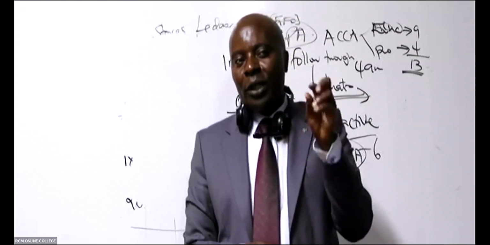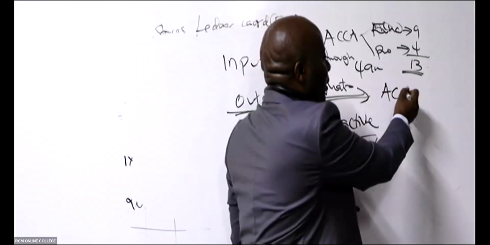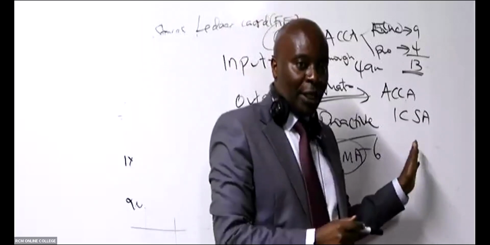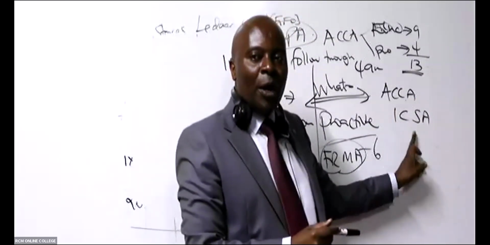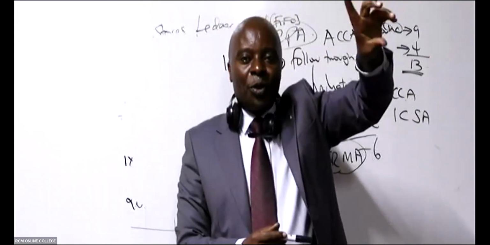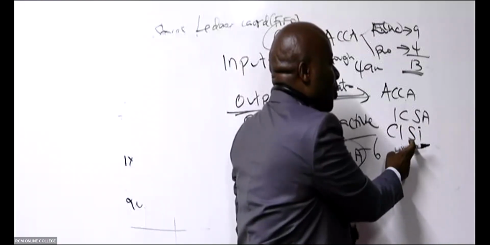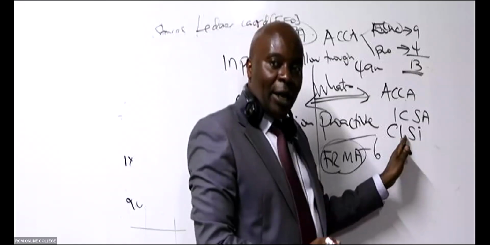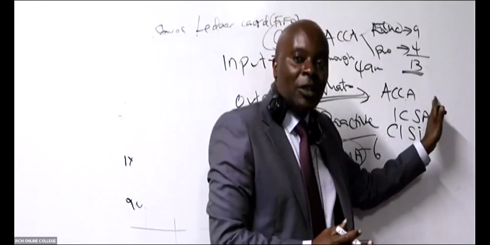Once you become a chartered accountant, you've done CPA, ACCA has also partnered with ICSA, the Institute of Chartered Secretaries and Administrators in the UK. Once you finish this, you only do 1 paper here, and once you do 1 paper, you go to ICPSK. They give you that qualification straight away. ACCA has partnered with CISI, the Chartered Institute for Securities and Investment. Once you do this, you'll only do 2 papers here, and then you become a member of CISI, like myself.